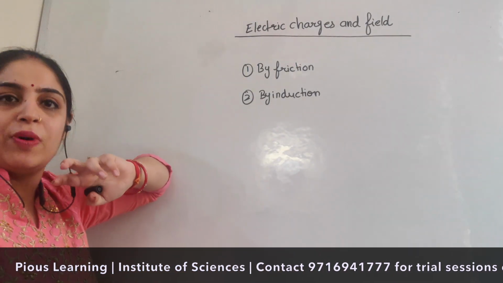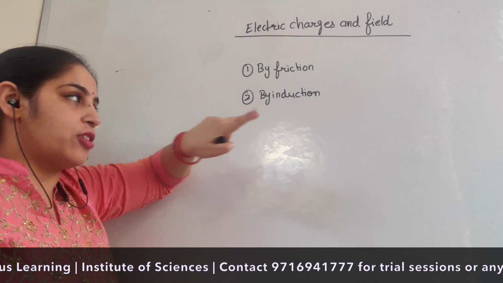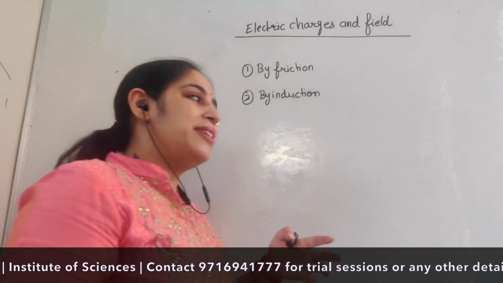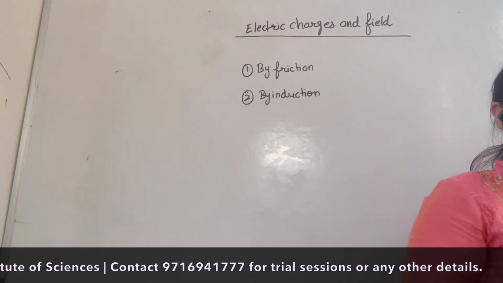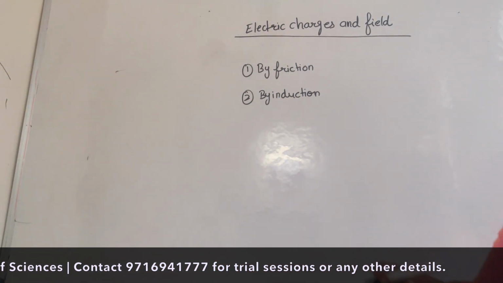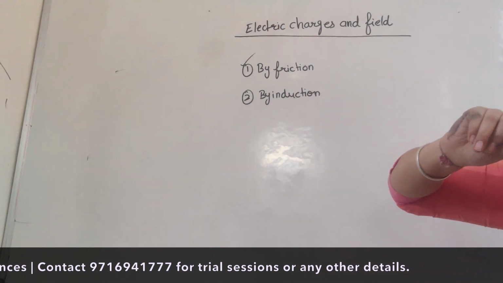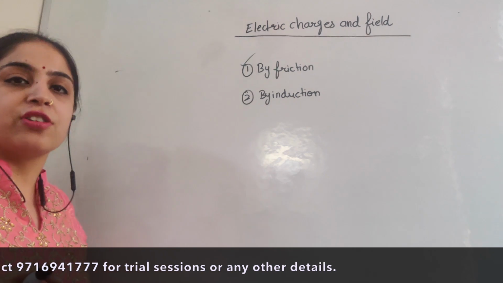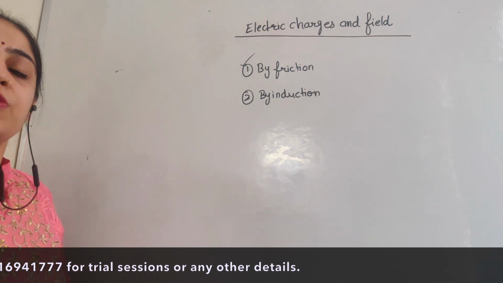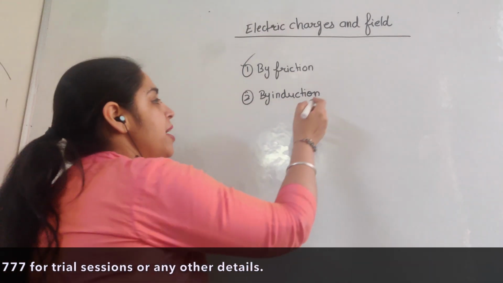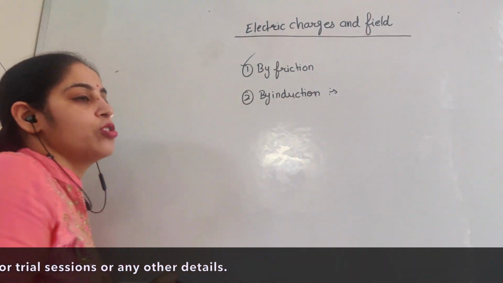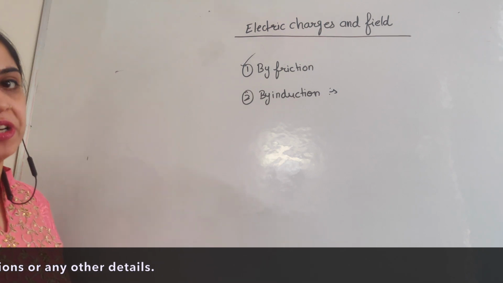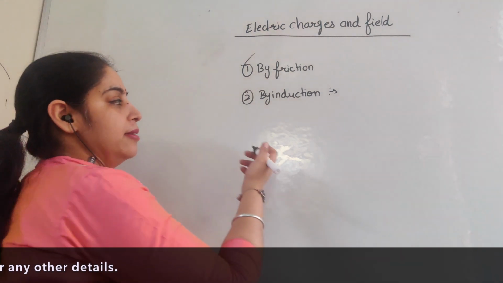Let's now move to the next one, that is charging by induction. In this case, you induce the charges without actual transfer of electrons from one body to another. In friction, there is an actual transfer of electrons, while in charging by induction, there is no actual transfer of electrons. It's a temporary electrification of a body by inducing charge, by keeping a charged body in the vicinity of another. Let's take the example.